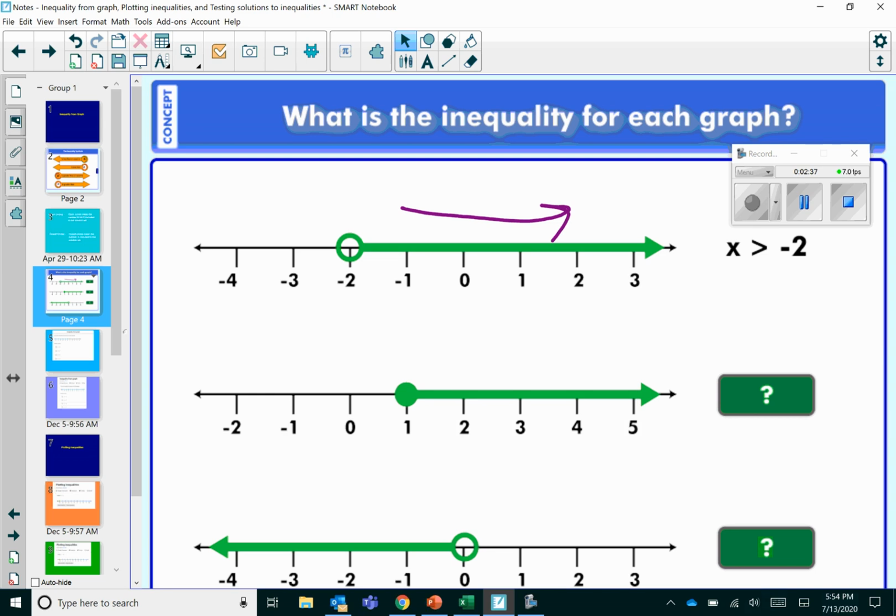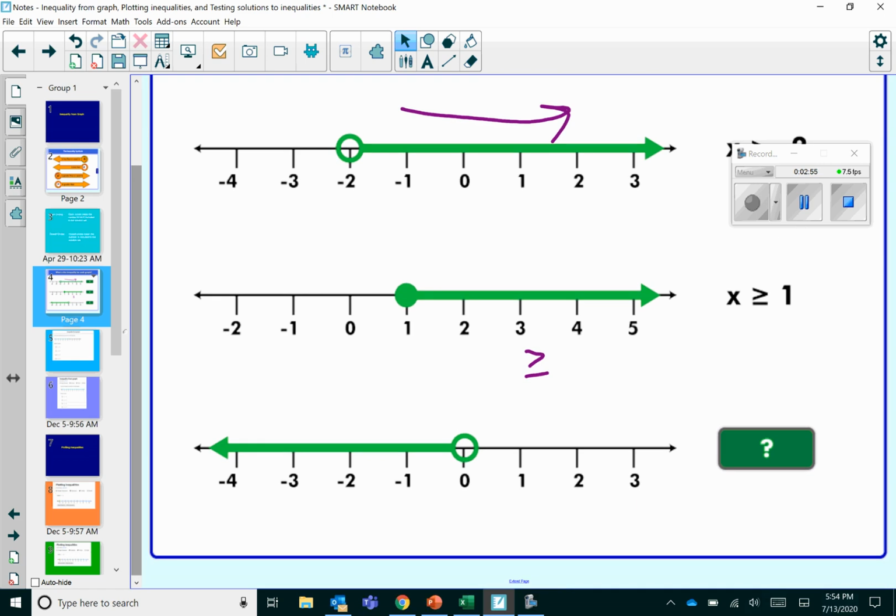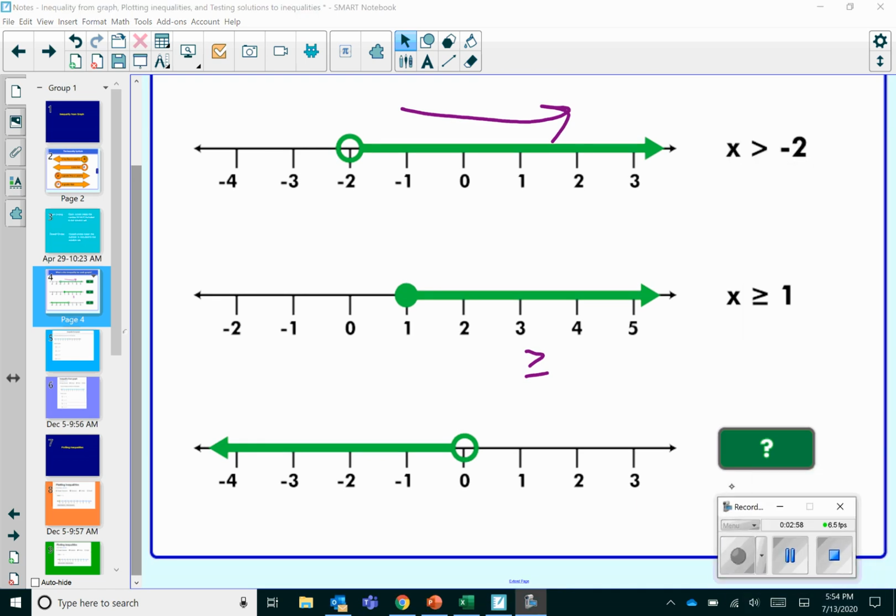Okay, in the second example, we have a closed circle going to the right, which means the symbol we should be using is greater than or equal to. As you can see, the closed circle is on 1, which means that x is greater than or equal to 1. When we get to some of the actual inequality problems, you'll see what we mean by the solution. Basically, if I were to plug 1 in, any number that's 1 or greater than 1 will work in your inequality.